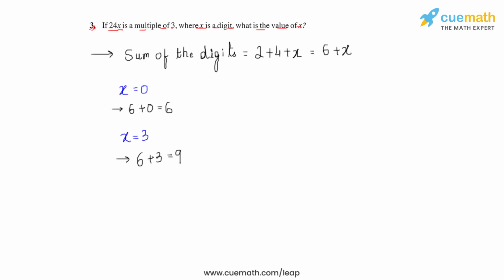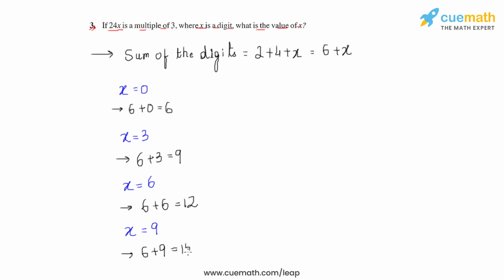Now if we again assume the next value of x to be 6, then the sum would become 6 plus 6, 12, which again is divisible by 3. Let us now take the next value of x, which is 9. Now for this value of x, the sum would be 6 plus 9 equals 15.